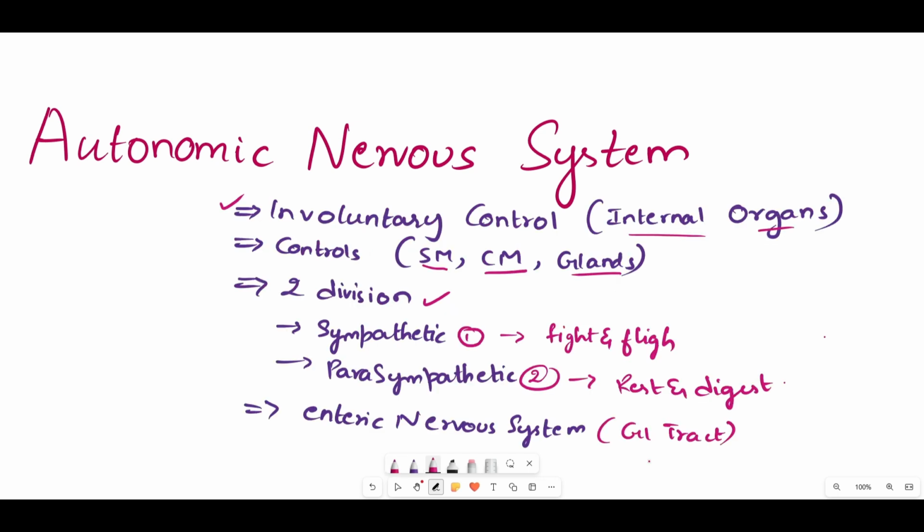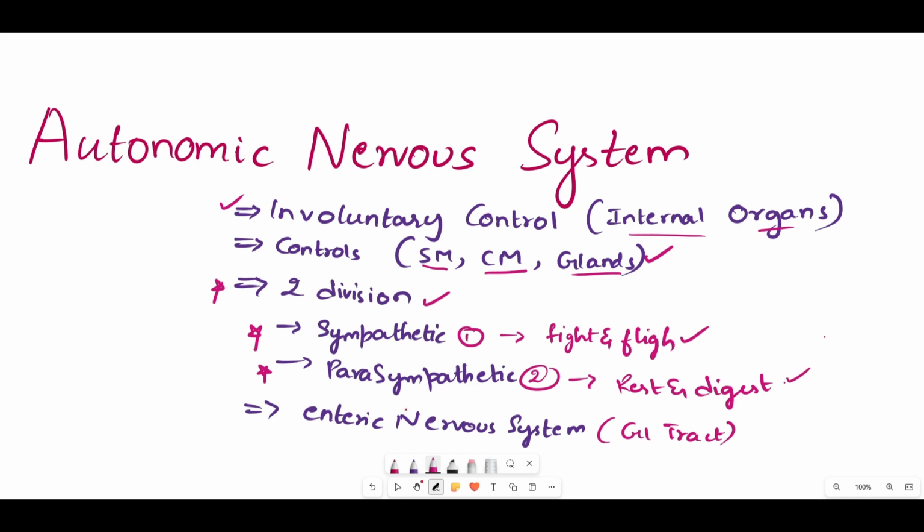So the autonomic nervous system is mainly responsible for the involuntary control of internal organs. This mainly controls the smooth muscles, cardiac muscles and the glands which are present in our body. And this is mainly divided into two divisions. One is the sympathetic system and the other is the parasympathetic system. The sympathetic system is mainly useful for providing the fight and flight response, and the parasympathetic system is useful for providing the rest and digest response.